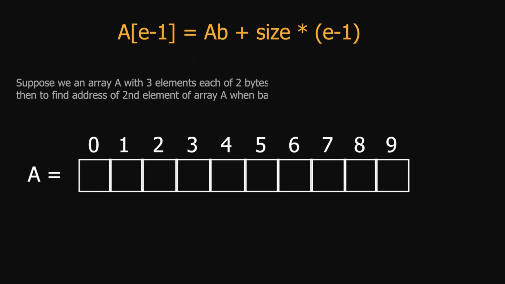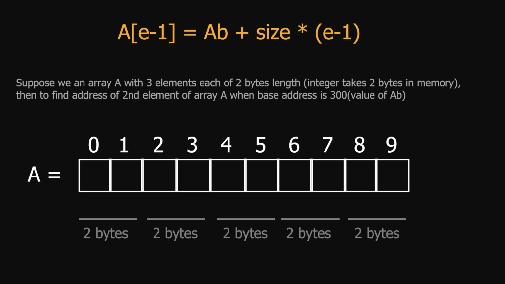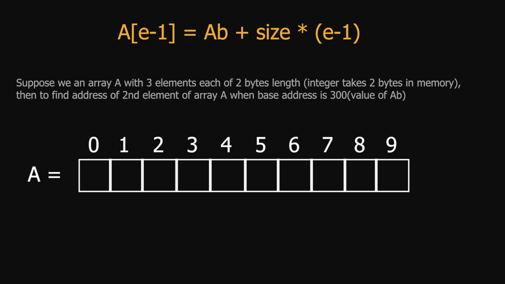Suppose we have an array A with 3 elements, each of 2 bytes length. Integer takes 2 bytes in memory, remember. Then, to find the address of the second element of the array A when the base address is 300, which is the value of AB, how can we put these values in the formula?